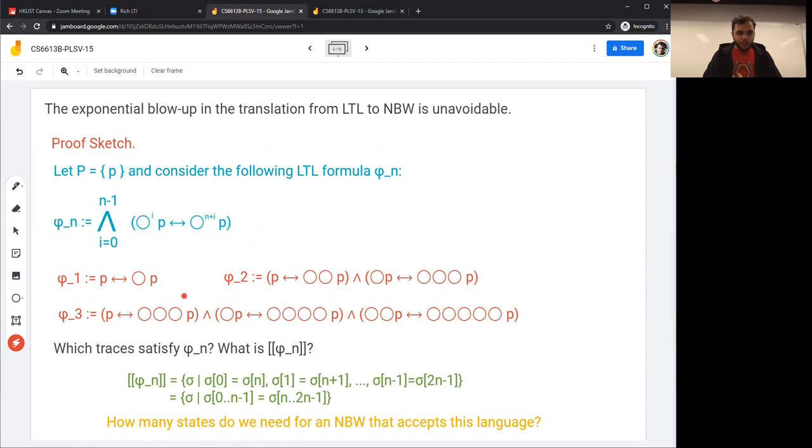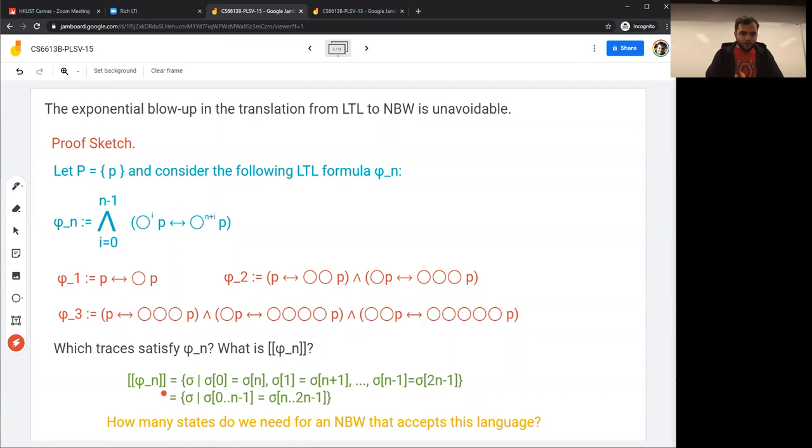If I want to write some examples, in the case of phi 1, I have P if and only if next P. In the case of phi 2, I have P if and only if after 2 steps P, and also next P if and only if after 3 steps P. And you can create all of them in the same way. So basically what phi n is saying is that the first n letters in your trace should be equal to the second n letters in your trace.